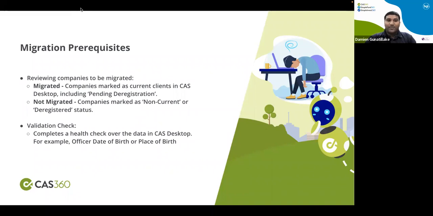The second part of the prerequisite as well is to complete what we call a validation or health check over the data in CAS Desktop. So for example, there might be an officer missing a date of birth or a joint member missing a representative. Those are a couple of things that will appear on a validation report. And the client success team, as Adriana mentioned as well, will go through this full process as well to assist with cleaning up your data and assisting with getting migration ready.